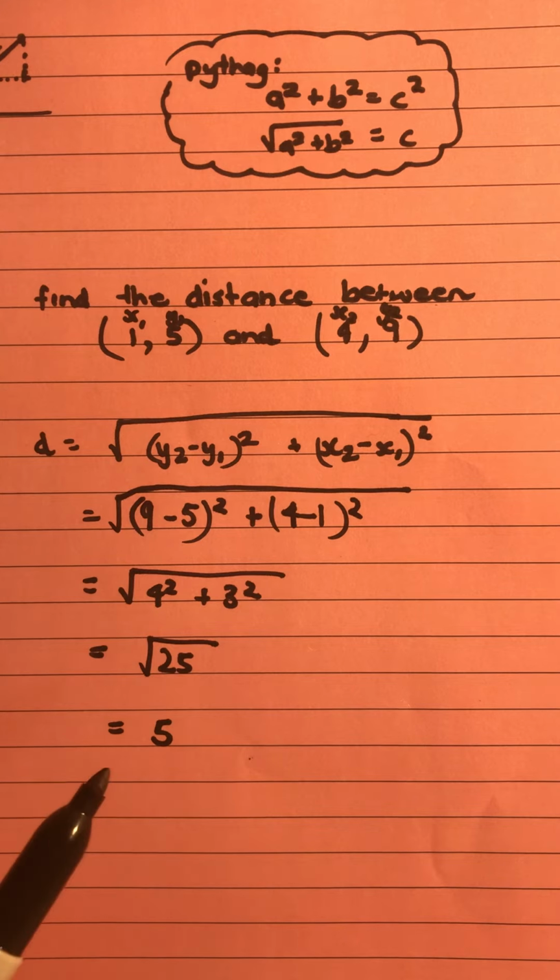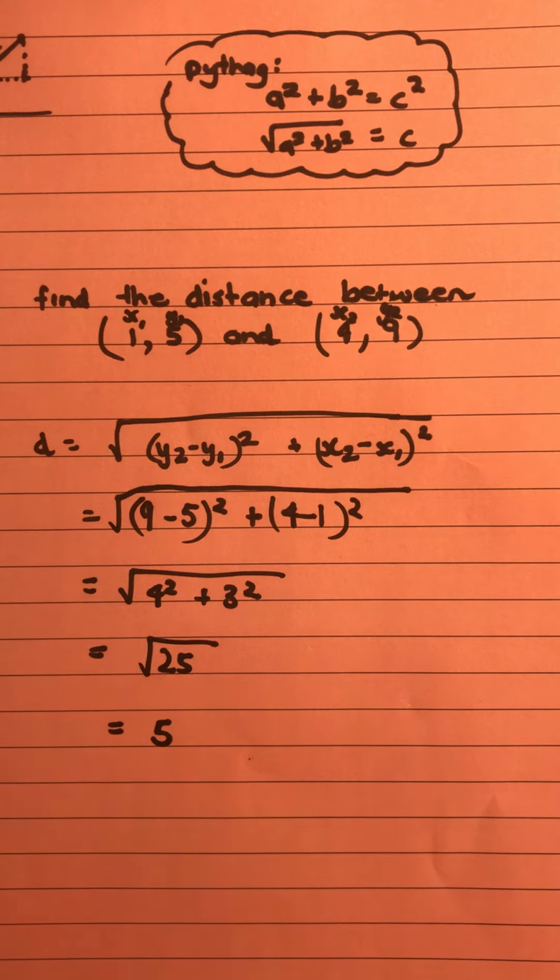Now you won't always get a whole number. You may get a decimal. I've just chosen a nice neat one there that works out to be a nice whole number.